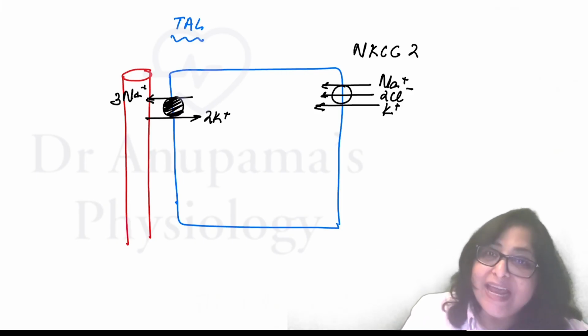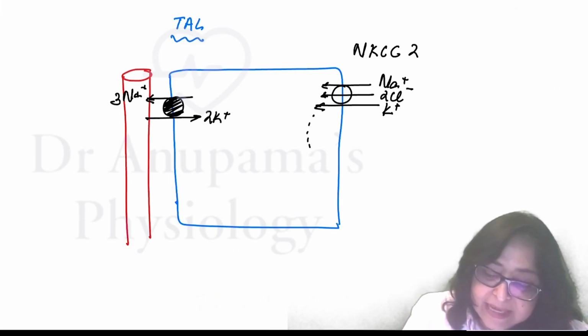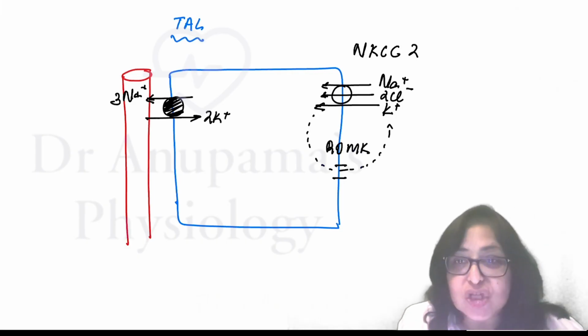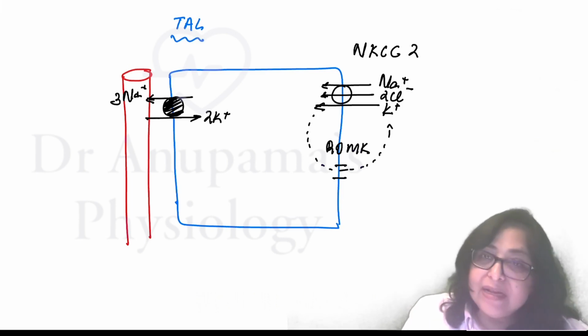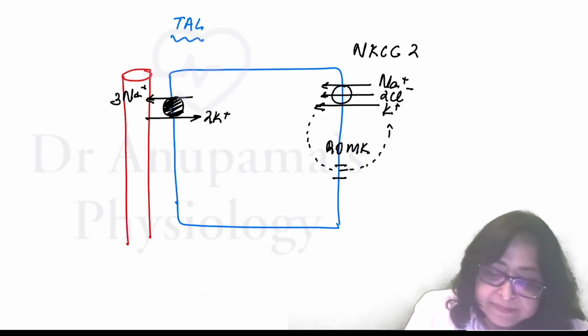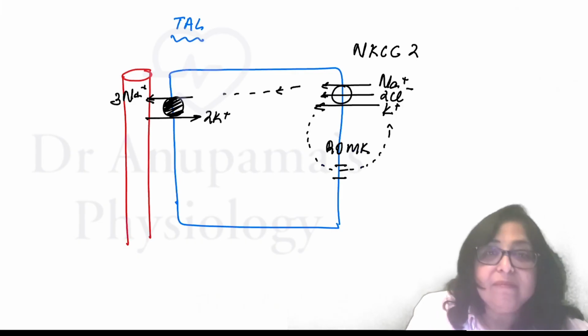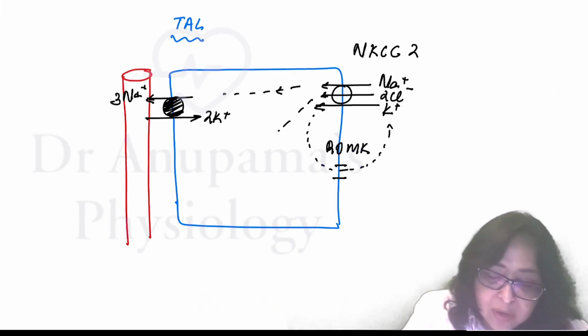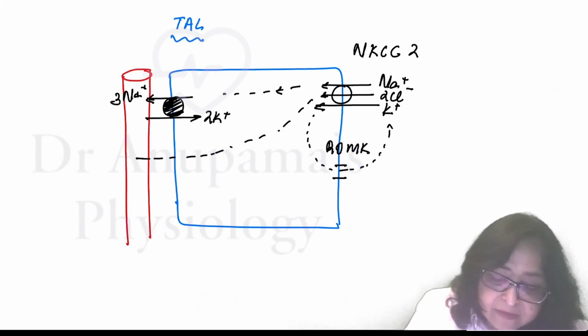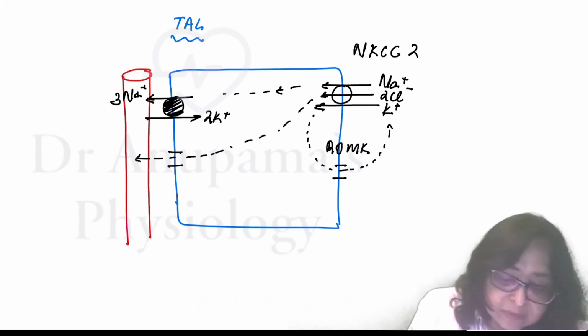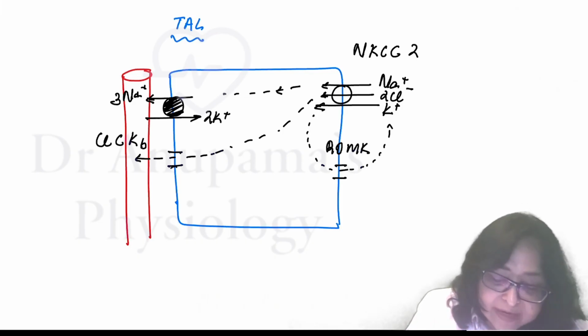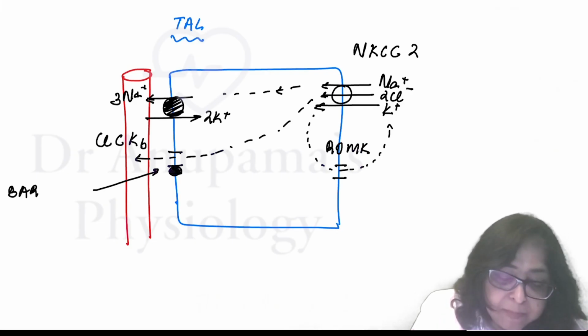Now the potassium which enters the cell leaks back out into the lumen with the help of what are known as the ROMK channels, renal outer medullary potassium channels. Sodium leaves the cell by the sodium-potassium pump. Chloride will leave the cell via a chloride channel, which is called ClC-Kb. This chloride channel is associated with a protein which is known as Barttin.